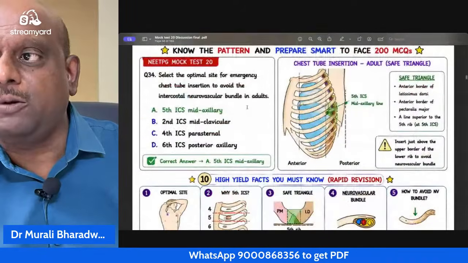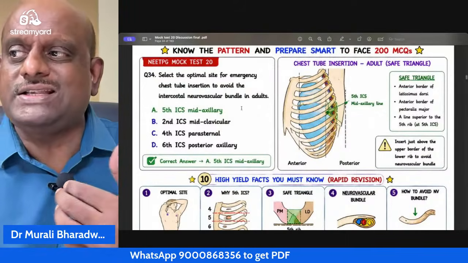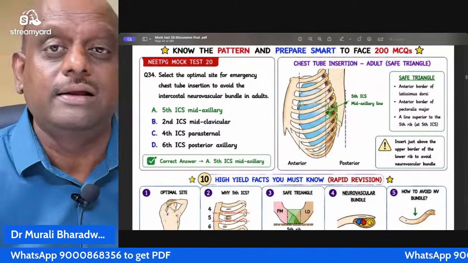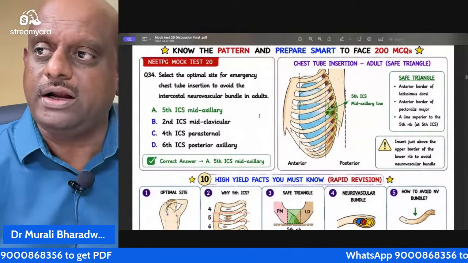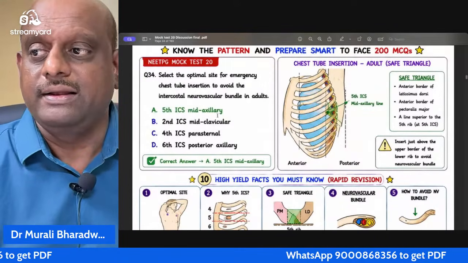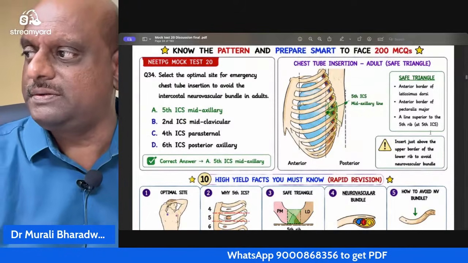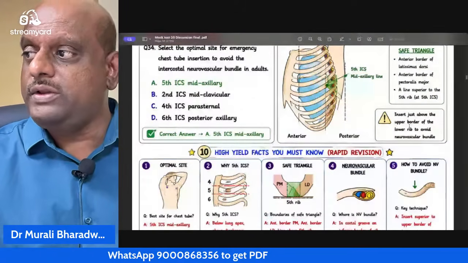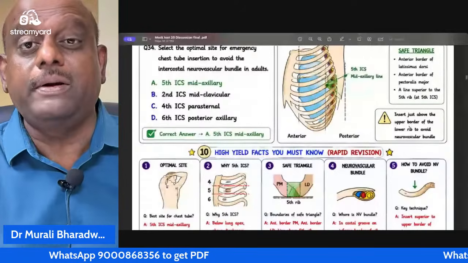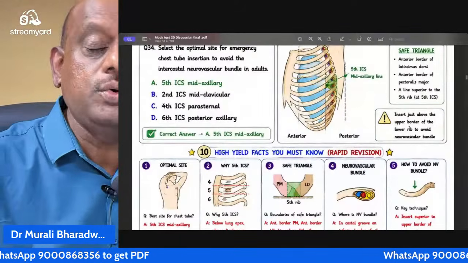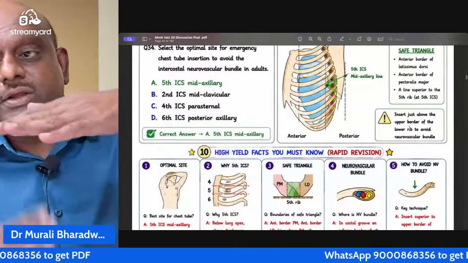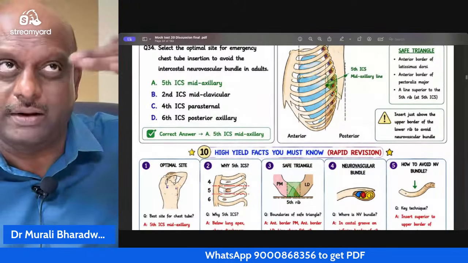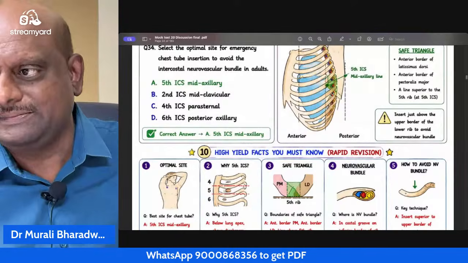What is the optimal time of emergency chest tube insertion to avoid intercostal neurovascular bundle injury, doctor? It is mid-axillary in the 5th intercostal space, and you insert just above the upper border of the lower rib to avoid the neurovascular bundle, because the neurovascular bundle will be passing along the lower border of the rib. That's the reason.